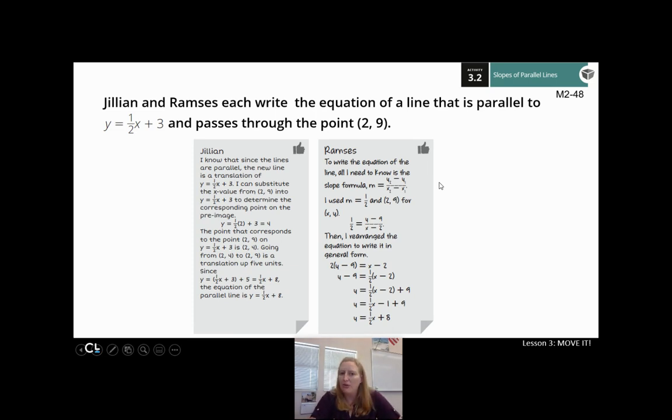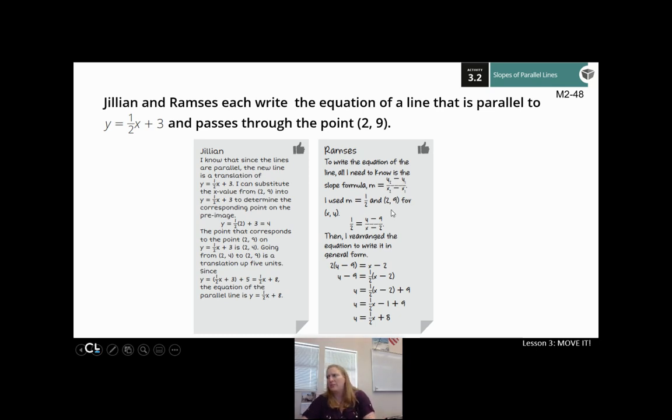Ramsey did a different method, but it also gets there. Ramsey says, okay, to write the equation of the line, all I need is the slope formula. Here's your slope formula: m equals y sub 2 minus y sub 1 all over x sub 2 minus x sub 1. Subtract your y's, subtract your x's. We know this. He knows what the slope is. Because the lines are parallel, he knows the slope is 1/2. We know the slope isn't going to change. And he also has a point, (2, 9), that he can substitute in for x and y.